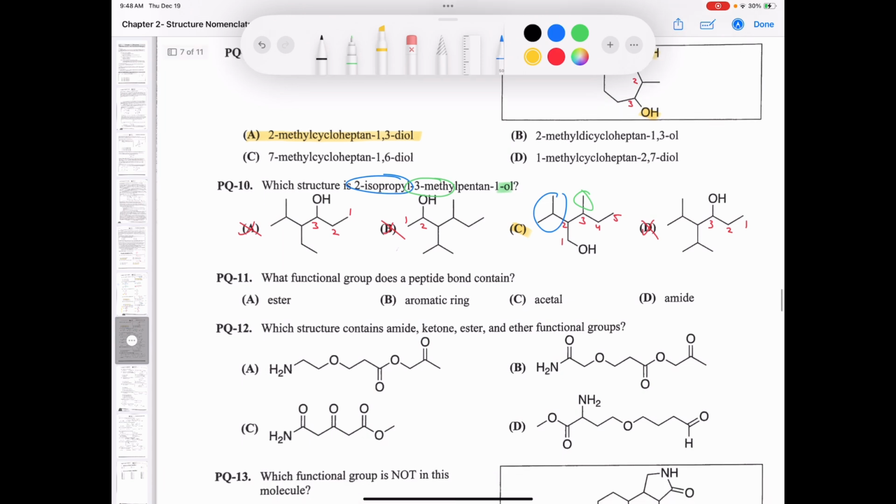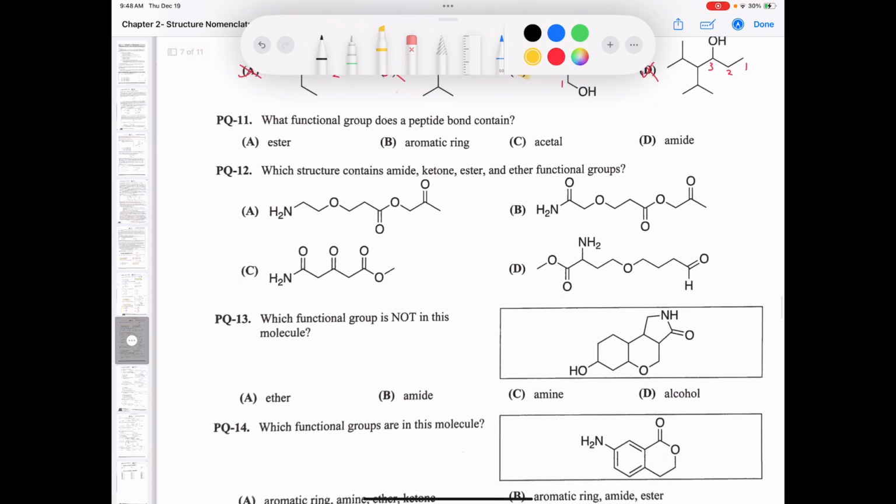All right, question number 11. What functional group does a peptide bond contain? Well, if you remember peptide bonds, those would have been mostly talked about in the chapter on amino acids and peptides and proteins and enzymes. And so also, if you studied biochemistry, you would know that a peptide bond is nothing more than an amide bond, but it's an amide bond between two amino acid residues. All right, question number 12, moving right along.